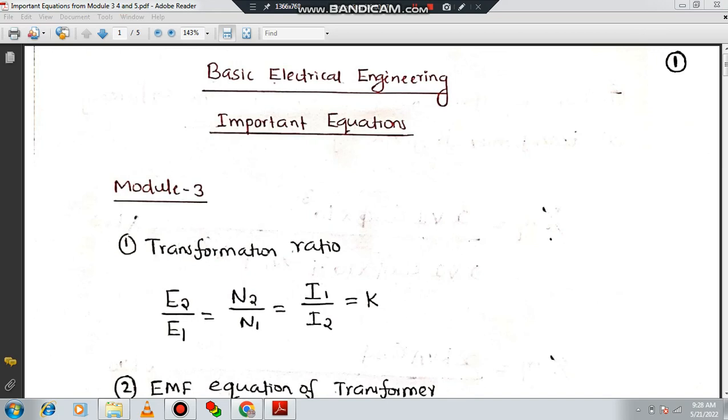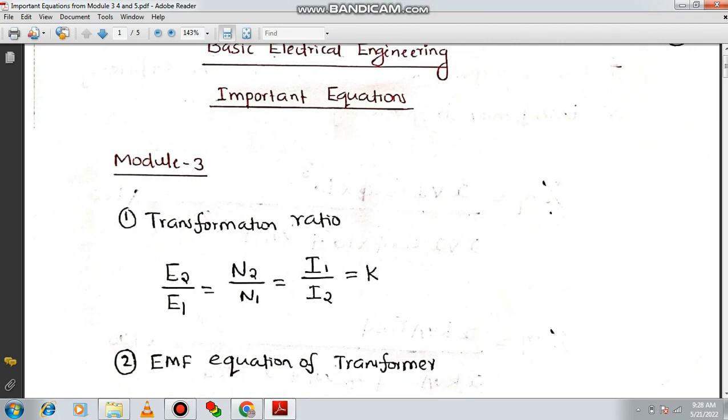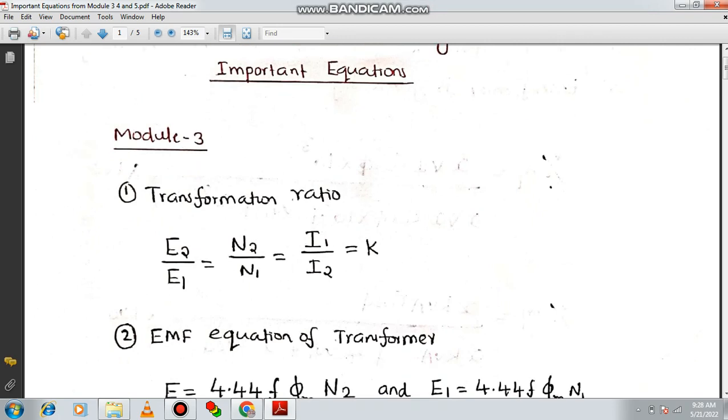In this session I am going to discuss the most important equations related to Module 3, Module 4 and Module 5. I have already discussed the important equations from Module 1 and Module 2 in the previous session. Kindly go through that. Module 3 comprises transformers and a DC machine, and we will find out the important equations which you need to remember from the exam point of view.